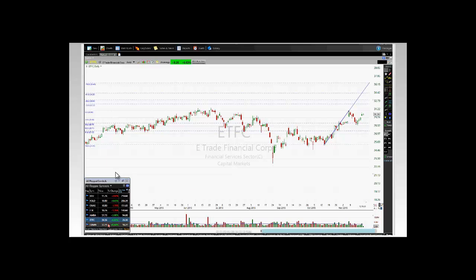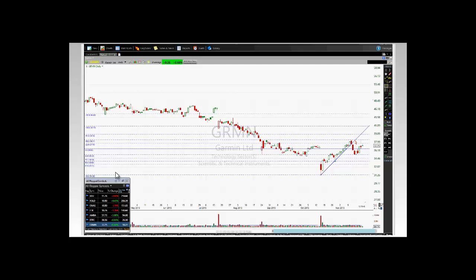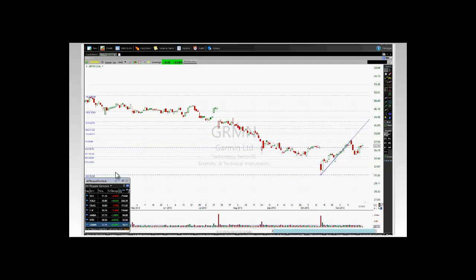The last one that might be of interest to people today is Garmin. Here's our swing high. Is this a swing low? 1, 2, 3, 4, 5. Nope, that's not it. So this is going to be our starting point. We'll just draw from there to there. How does that match up? Well, that's pretty good in terms of where they've found resistance in the past.